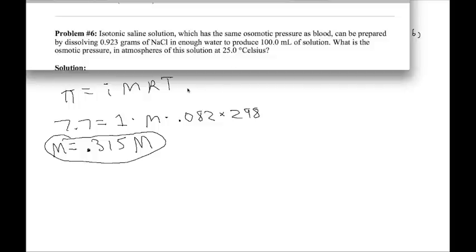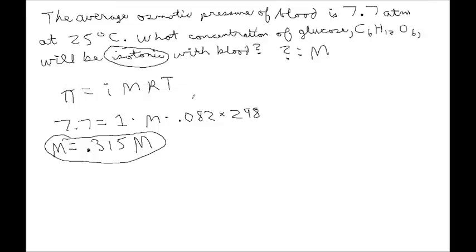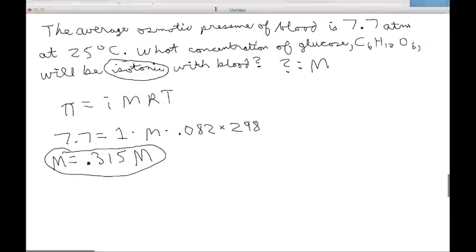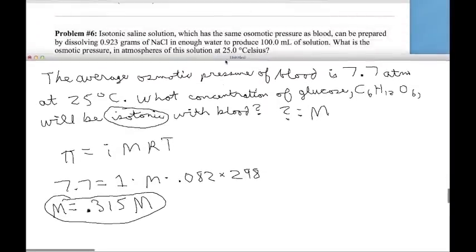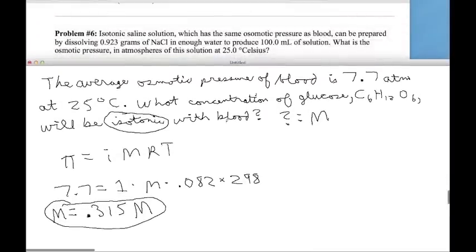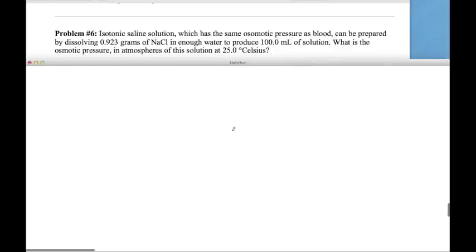Here's another problem. Let's try this. Isotonic saline solution, which has the same osmotic pressure as blood, can be prepared by dissolving 0.923 grams of sodium chloride in enough water to produce 100 milliliters of solution. What is the osmotic pressure in atmospheres of the solution at 25 degrees Celsius?